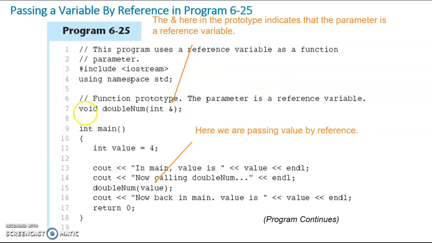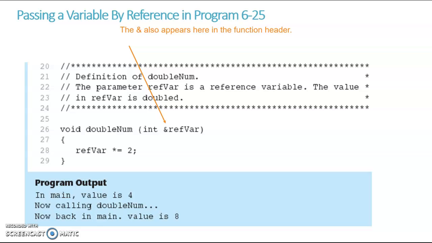So for example here, this indicates that double num is going to take a variable, pass it by reference, okay, so that anything that I do to that variable is also going to be reflected back to the calling program. So value is equal to 4. In main, value is 4. Now calling on double num, it's going to pass 4 through the variable value to the called function. So let's take a look at what's happening in double num. We passed it as a reference variable. That's what the ampersand is indicating.